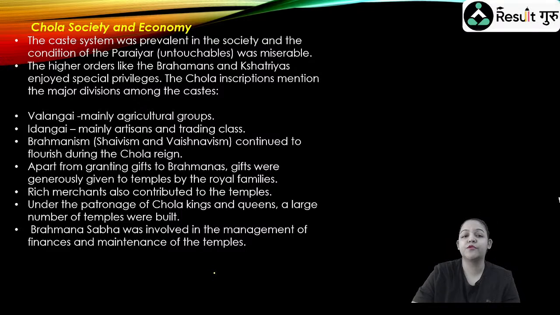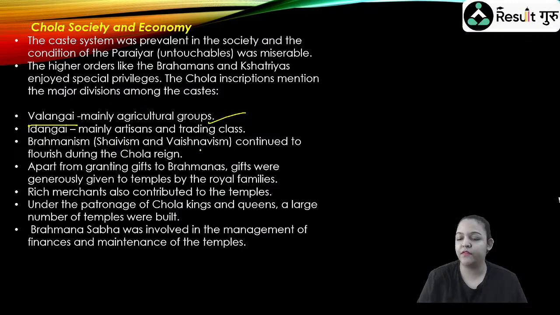And the Chola inscriptions mentioned that there were major divisions in the caste. According to the Chola inscriptions, first of all, we have the Valangai. They are mostly from the agricultural group. Idangai are basically artisans of the trading class.